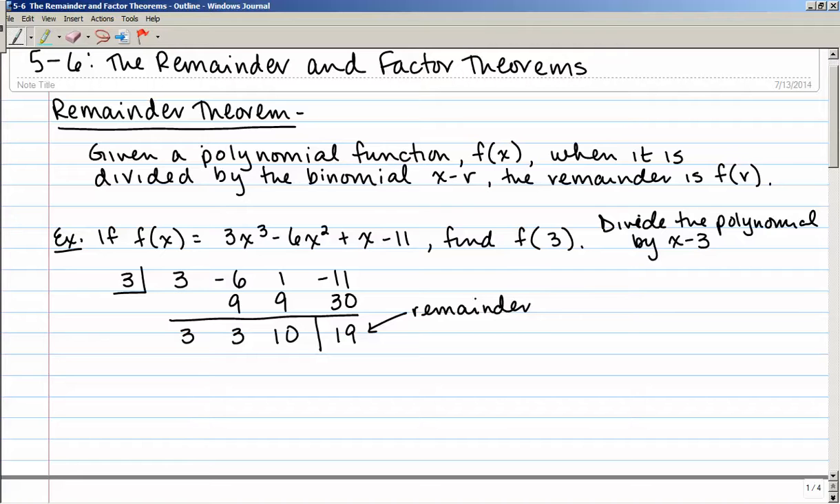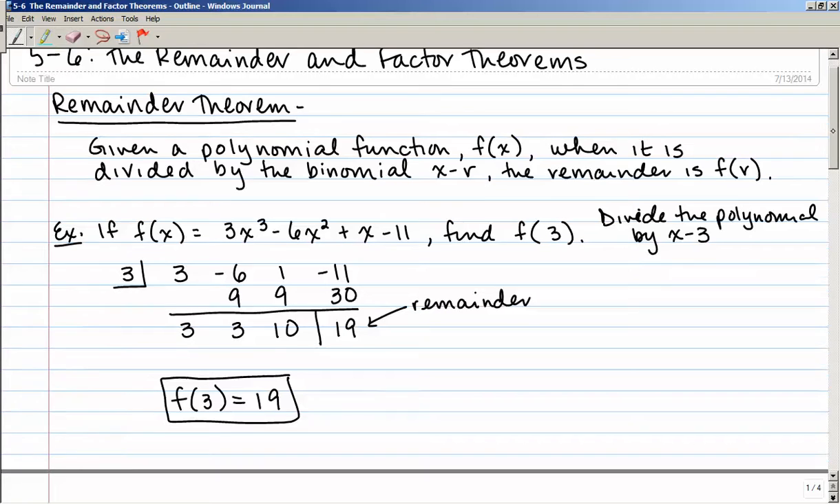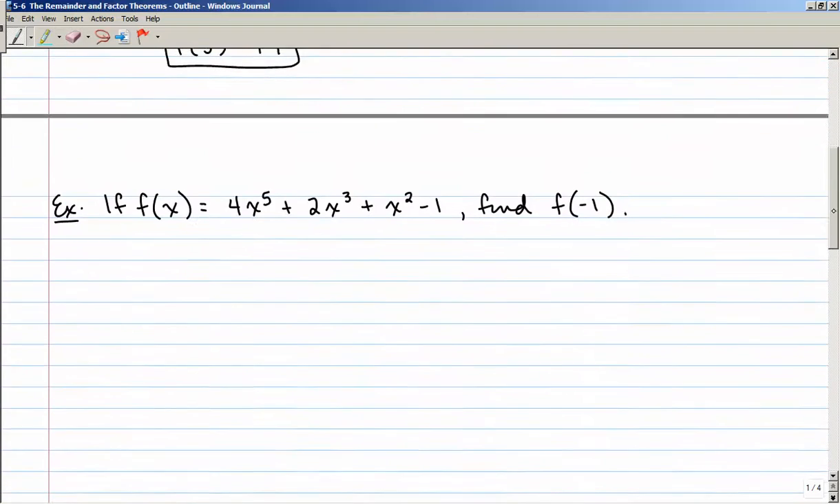Okay, and according to the remainder theorem, whatever the remainder is, that's what f of r is, f of whatever I divided by. So, f of 3 is equal to my remainder, which is 19. Maybe a little extra work, but I think it's a lot easier than plugging 3 in and doing the PEMDAS thing. Let's try another one here.